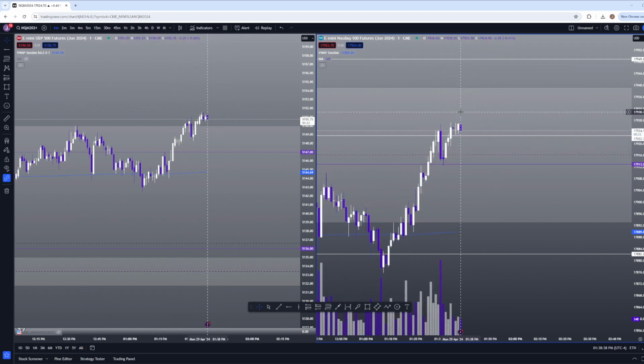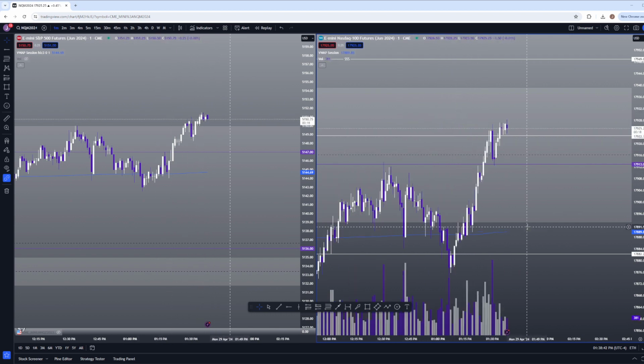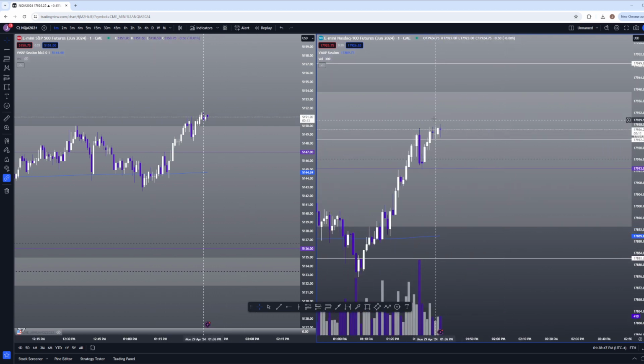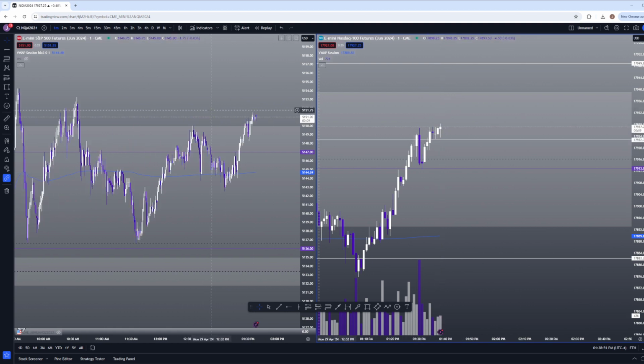Okay, so I wouldn't consider taking this long, especially when we're at the top of this range, until we displace aggressively and then retrace. Okay, so that's what I look for on breakouts.